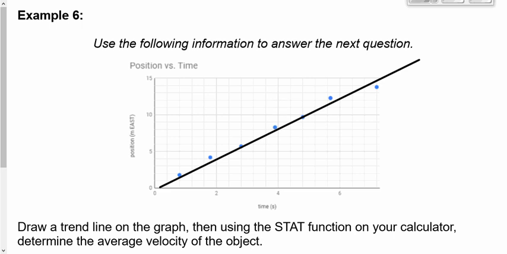Take a straight edge. Everybody do this. Take a straight edge, whether it's your calculator or a protractor or whatever. If you don't have a straight edge, let me know and I'll give you one.